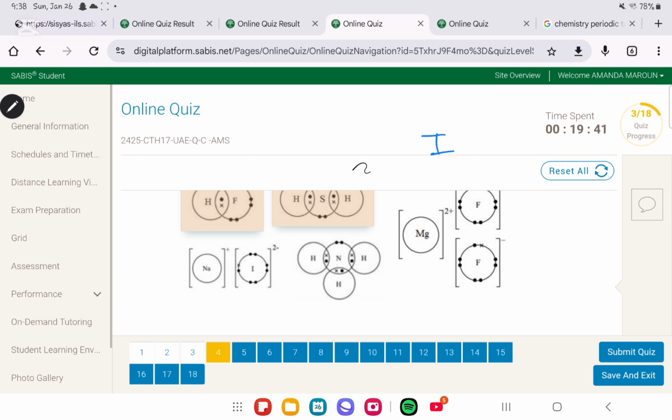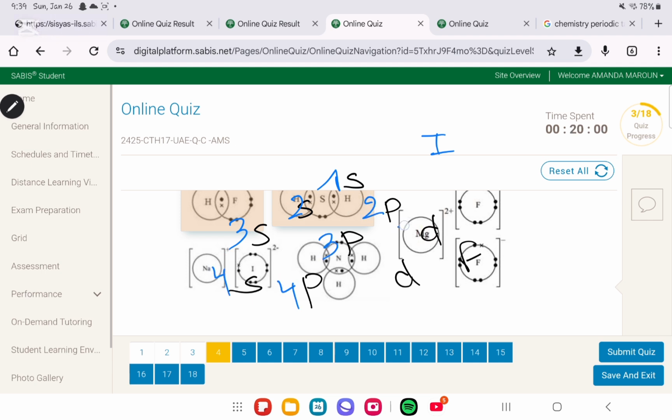How do we do the SPDF? We're going to do first of all, it starts with S, then SP, then SPD, then SPDF. Okay, then we number them 1, 2, 3, 4. This we start by 2, so 2, 3, 4. We start by 3, 3, 4, and then 4. Then we know that S can hold 2 electrons, P can hold 6 electrons, and D can hold 10 electrons, and F can hold 14 electrons.